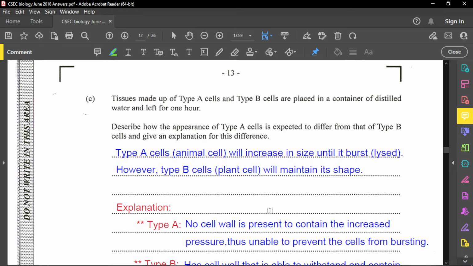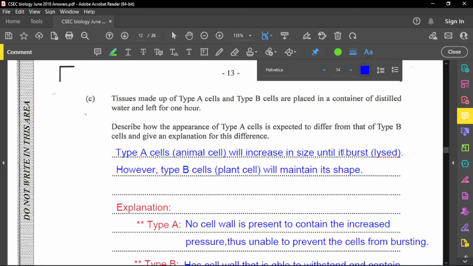Now, the point to note here is that type A cells, which are animal cells, will increase in size until they burst. And the word we use for bursting of the animal cell is lyse, they lyse, which means to split or to open. However, type B cells, which are plant cells, will remain or maintain their shape.